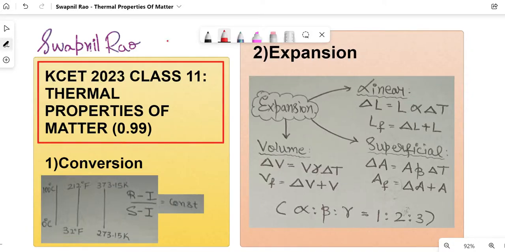Today's topic would be thermal properties of matter, as you can see, and the bracket is written as 0.99, which means approximately one question has come every year from this chapter. So yeah, it's pretty important considering the overall class 12 marks as 15.